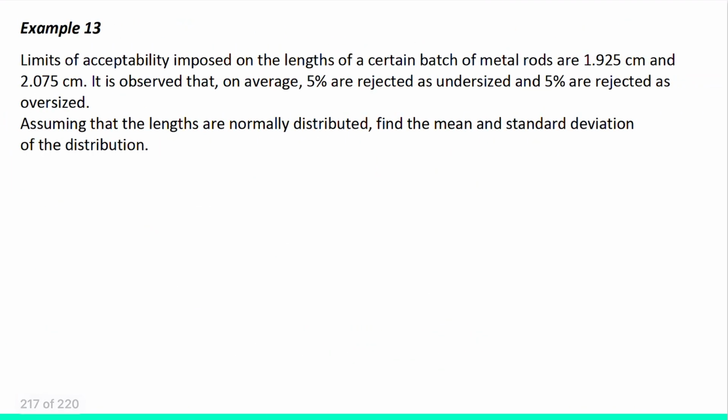Next one, example 13. Limits of acceptability imposed on the lengths of certain battered metal rods are 1.92 centimeters and 2.075 centimeters. It's observed that on average, 5% are rejected because they're undersized, 5% are rejected as oversized. Assuming that the lengths are normally distributed, love that word, know where we're at, find the mean and the standard deviation.